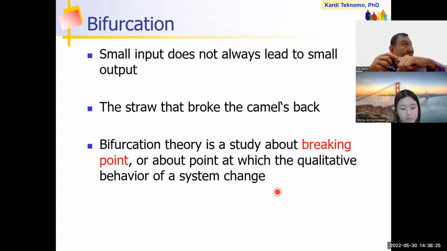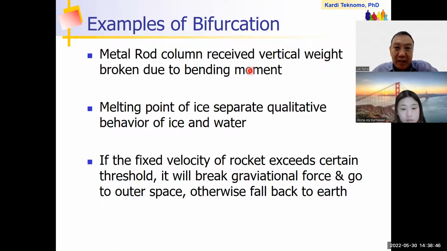So if you have a stick and then you break it, there is a breaking point. Or there is a metal rod, you can bend it up and down like this, it becomes hot, eventually it will break, correct? So the question is why, and how many times probably? These are several examples. Melting point of the ice, between ice and water.